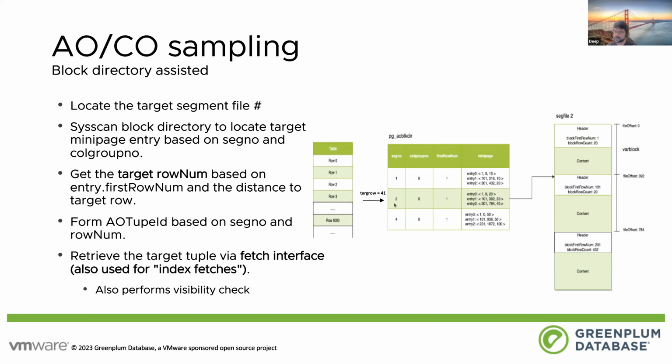So this is what block directory assisted lookup looks like, right? For a specific row number in the space of all row numbers in the table.